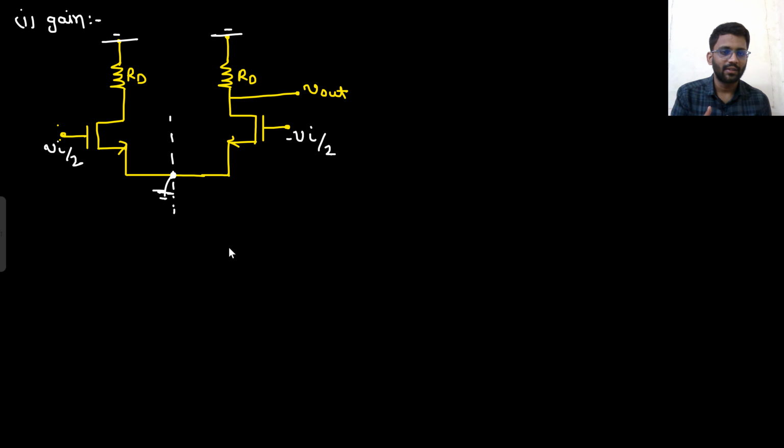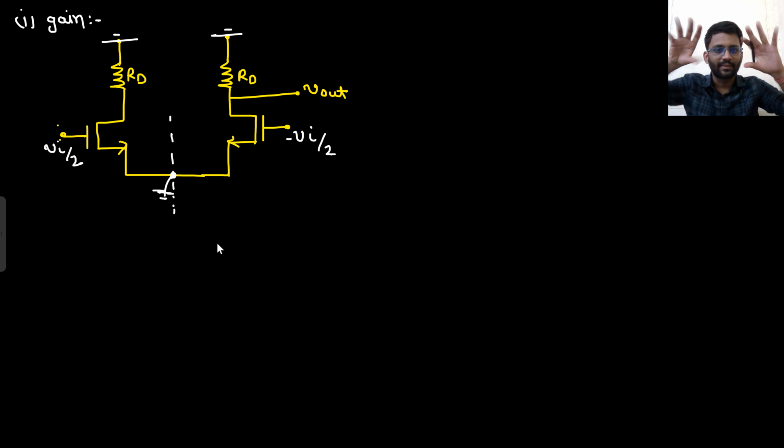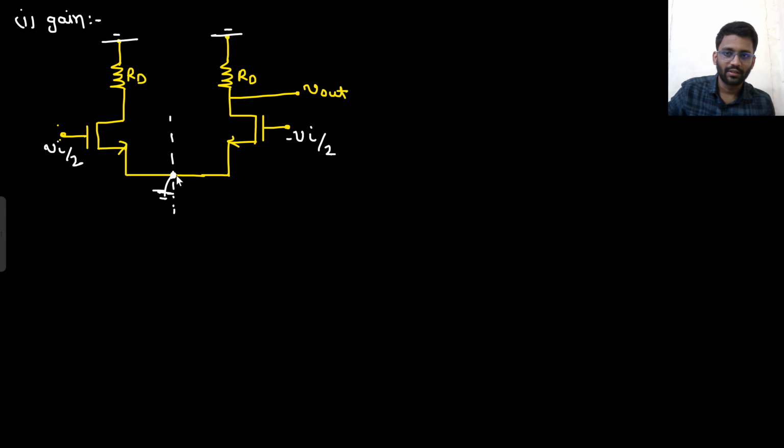Why can you apply the concept of symmetry? Because both halves of the circuit are symmetric. One node is going up, one node is going down, so this node will be grounded. If both nodes were the same, then this node would have been open circuited. Now this node is grounded. Well and good, everything is crystal clear. If this node is grounded, then what is the current flowing here? That would be Gm V in by 2. All those things we have already seen, that's why we are moving a bit faster.